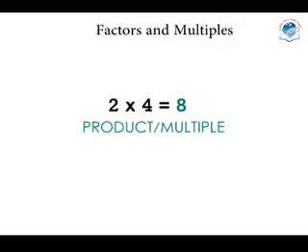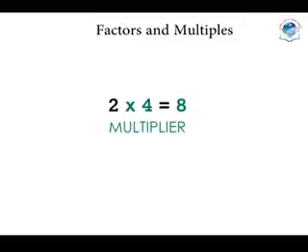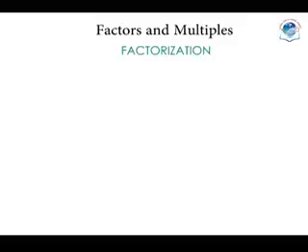The factor next to the multiplication sign is called the multiplier. But let's stick to the term factor. In any case, we could interchange 2 and 4 and still get the same answer. When we express a number as a product of its factors, we say we have factorized the number. So 8 is equal to 2 times 4. So 2 and 4 are factors of 8.